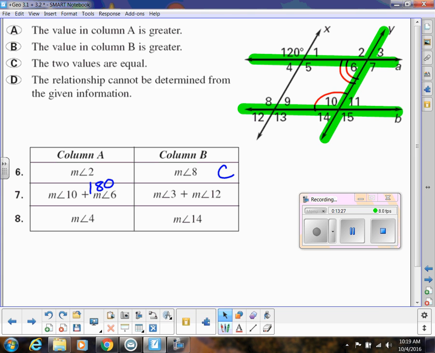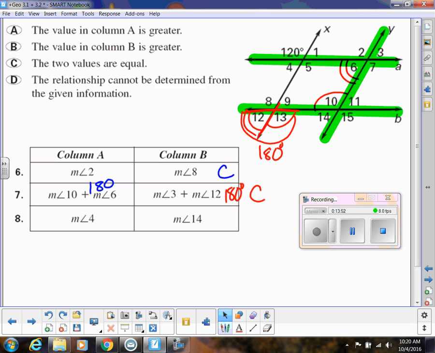So now let's look at angle 3 and angle 12. Angle 3 and angle 12 are right here. Now these are not part of a transversal and parallel line set, but they are a linear pair. So we know that those would add up to be 180 as well. So here's another example where the two values are equal.